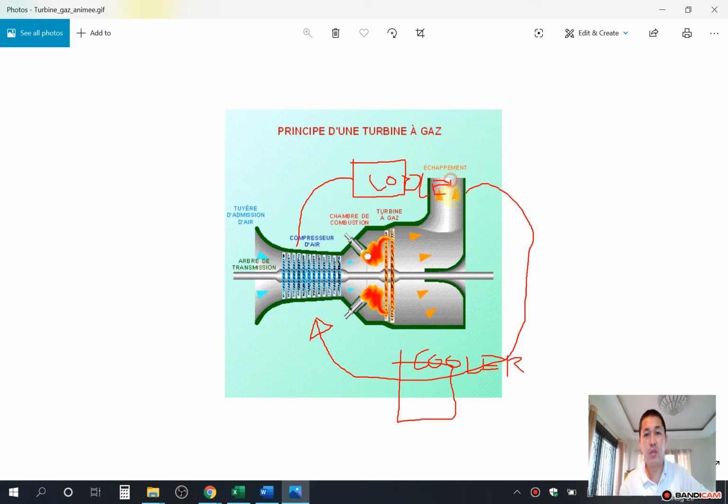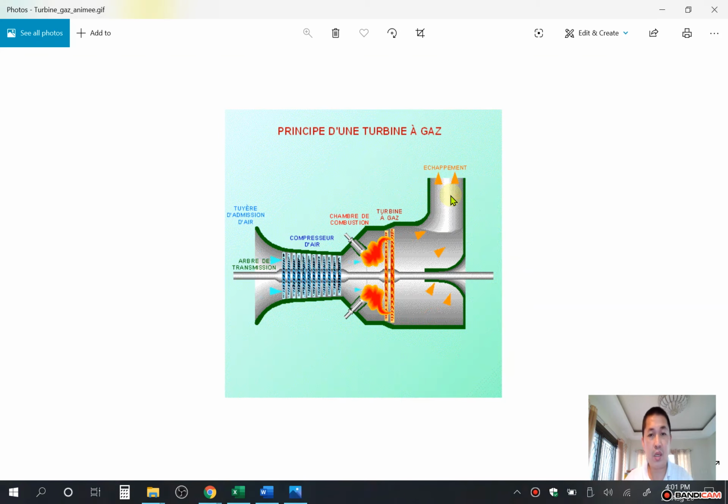So it's hard to write with the mouse. So for the closed cycle there is a heat exchanger or cooler, but for the open cycle, there is no heat exchanger found here. So this is the principle of how the gas turbine works.